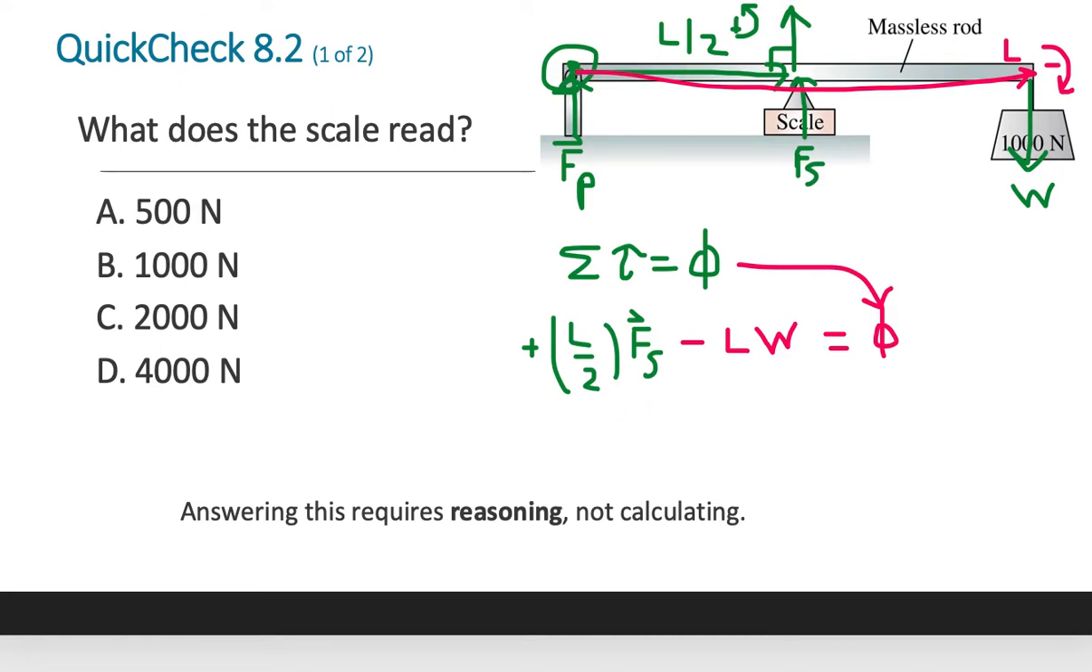Now let's eliminate. We don't care what the length of the rod is, it just drops out. So let's solve for the force at the scale. The force at the scale is equal to twice the weight. Since the weight is 1,000 newtons, the force the scale should read is 2,000 newtons.